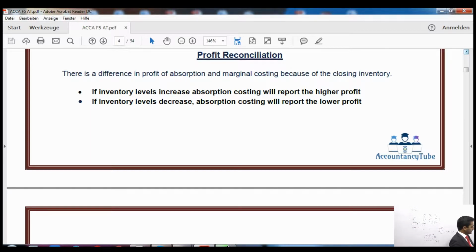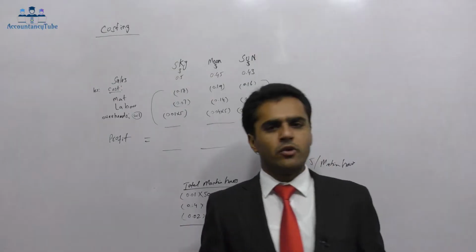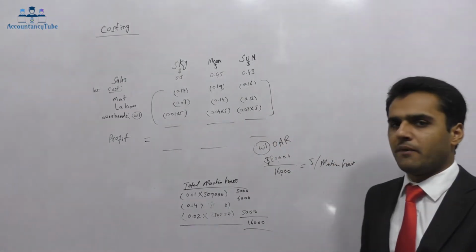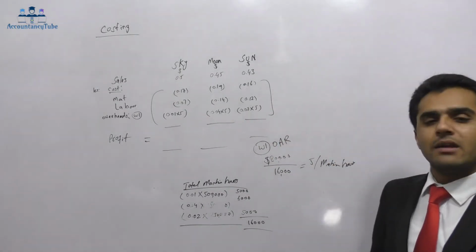Now let's read from the notes. If inventory level increases, absorption costing reports the higher profit, and if inventory level decreases, absorption costing reports the lower profit. Now why is it so? You remember how to make the profit and loss account, how to make the income statement.